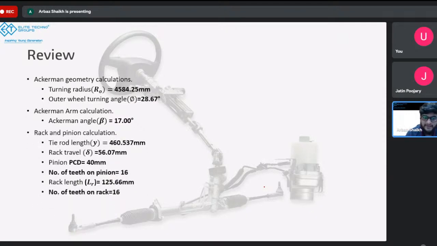Initially, we calculated the rack length to be 460, right? Then we got the rack travel, which was 56.07 mm. Then we calculated the PCD to be 40 mm. Once again, I told you that the PCD and the number of teeth should be whole numbers.